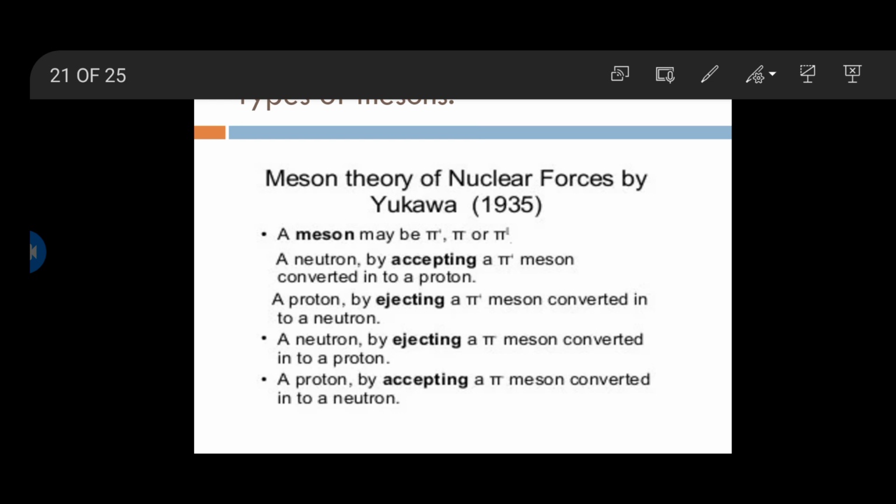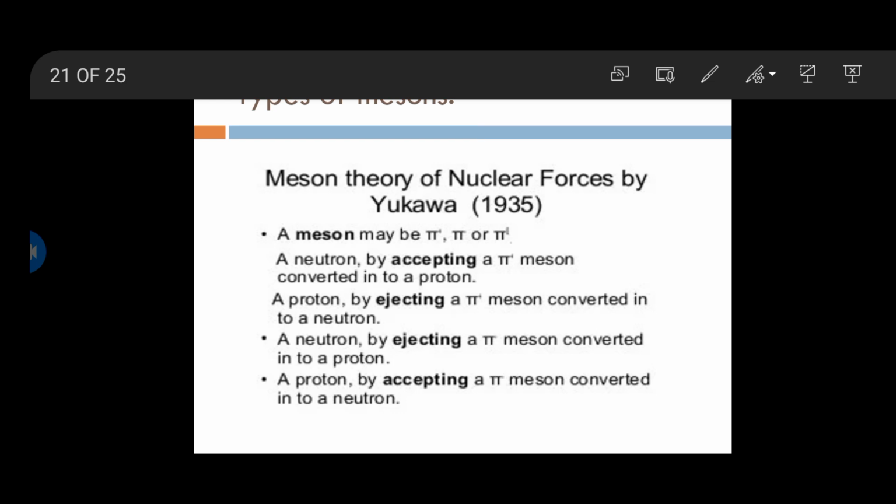As we discussed, there are three types of mesons: neutral pi mesons, positive pi mesons, and negative pi mesons. So we can say that a meson may be pi plus, pi 0, or pi minus according to the charge present on the meson. Whenever a neutron accepts or ejects a meson, it may change into a proton. Similarly, a proton may accept or eject a meson, and in turn it changes into a neutron.